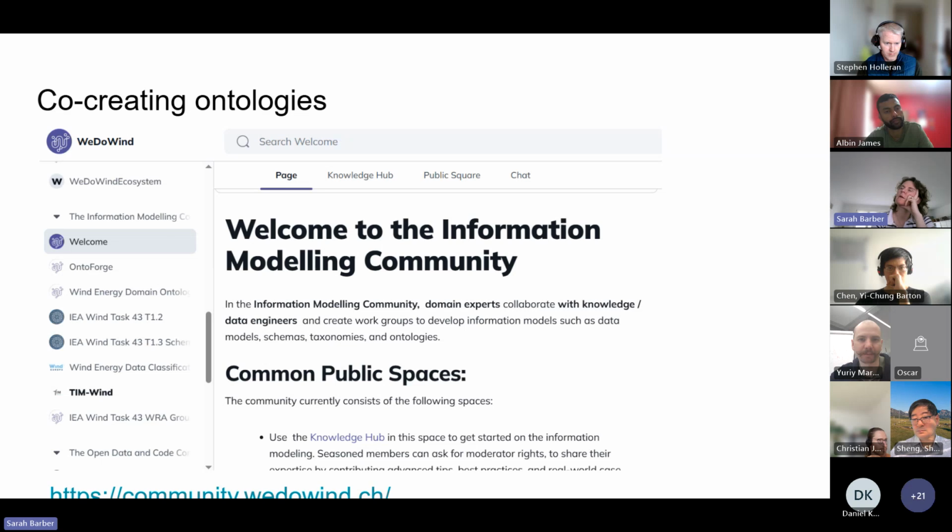We recently launched a group on the We Do Wind ecosystem, which is a community of people sharing data. We launched a group called the Information Modeling Community, where we have different groups developing different ontologies. We're actually trying to develop a wind energy domain ontology. So if anyone's interested in joining that, I'll put the link in the chat in a minute as well. We're trying to provide a platform for the industry to co-create ontologies rather than everybody doing it separately and not talking to each other about it.